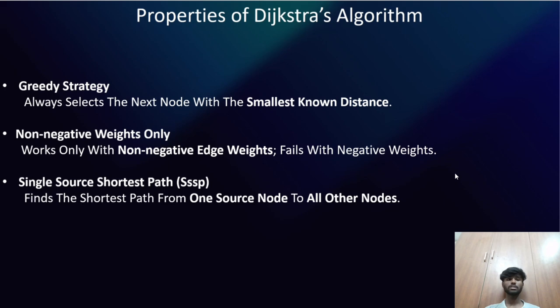First, greedy strategy: always select the next node with the smallest known distance. Non-negative weights only: it works only with non-negative edge weights and fails with negative weights. Single source shortest path: find the shortest path from one source node to another node.